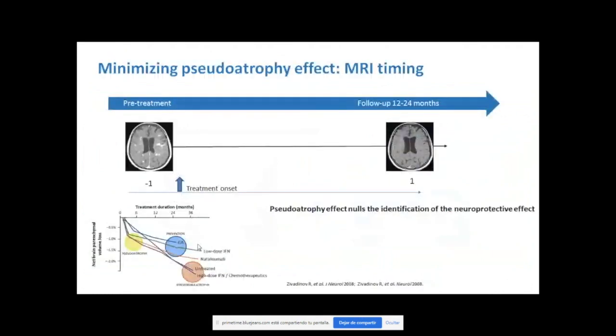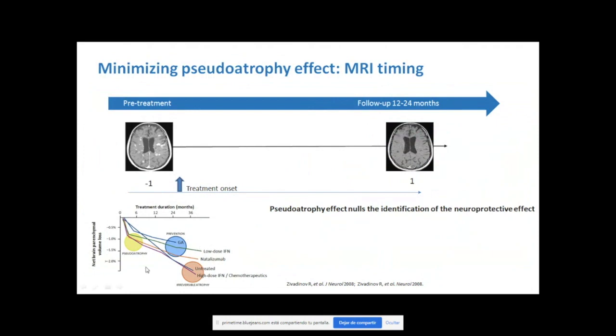But another way to minimize the pseudoatrophy effect, particularly if we are interested in assessing the global brain volume, is the timing of the MRIs in which we will assess the changes in brain volume. The typical design in some clinical trials and also in clinical practice is that we obtain a brain MR before the onset of a specific treatment, and then we repeat this brain MR, usually 12 months after the onset of this treatment.